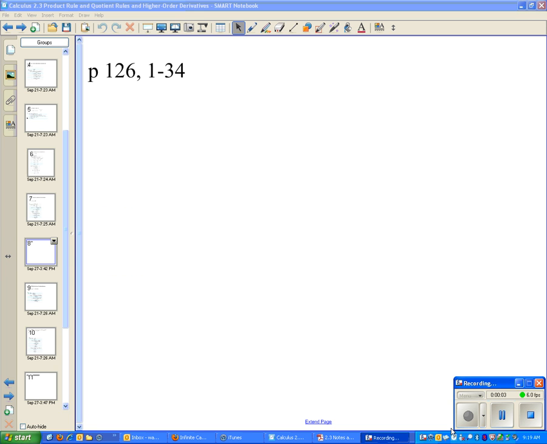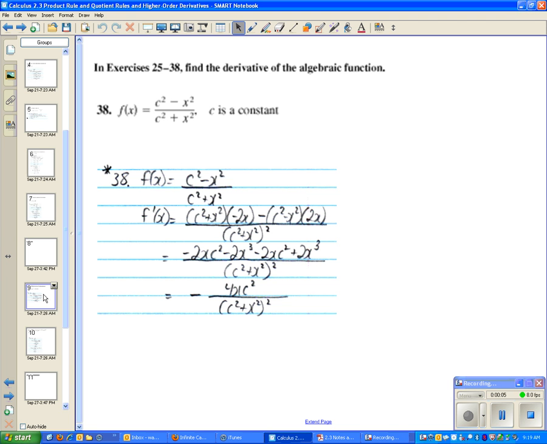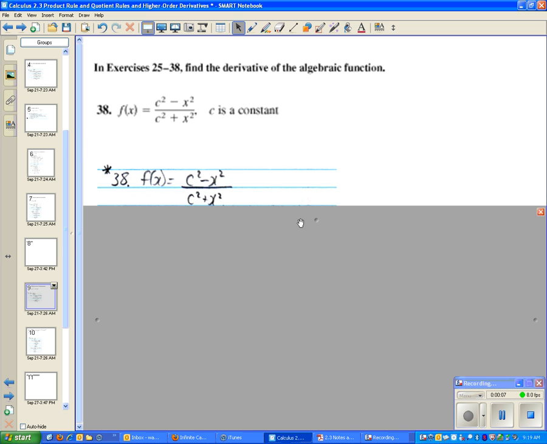Let's take a look at number 38. All right, we're in the same section of problems. Now in 38, the directions say to find the derivative of the algebraic function. And what makes 38 tough is not only are we still trying to get a handle on the quotient rule, but all of a sudden they throw in this c instead of a number, where c is a constant.